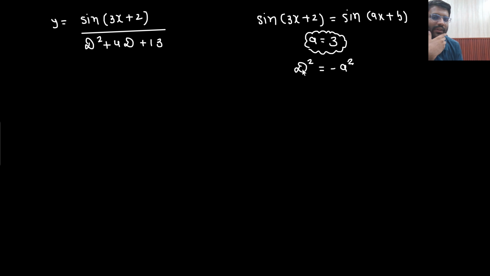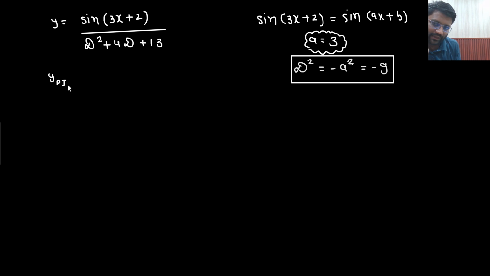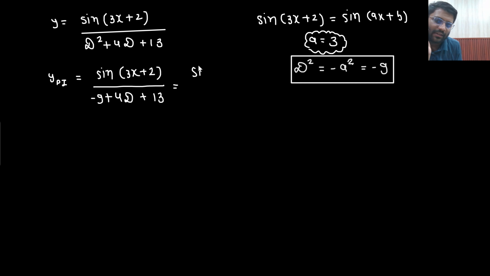Are you able to understand this point? D square will be replaced with minus a square. What is the value of a? The value of a is 3, so a square is 9, and D square will be replaced with minus 9. This is the process that we need to do. So what will the particular integral be? Sin(3x plus 2) divided by minus 9 plus 4D plus 13. What is 13 minus 9? That will be sin(3x plus 2) upon 4D plus 4.